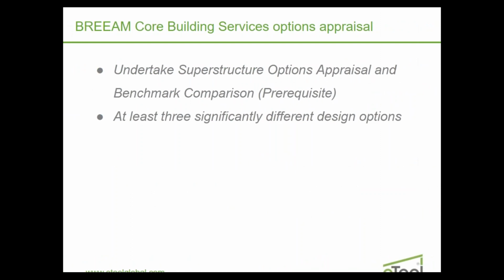So more specifically about the core building services, I'm sure you all know about this, the technical manual that is available online. You have to undertake superstructure options appraisal as a prerequisite, as well as the benchmark comparison. So just to trigger the credit, it's a mandatory requirement. And with the core building services, you have to model 3 different options, one of them being your baseline or your reference model.